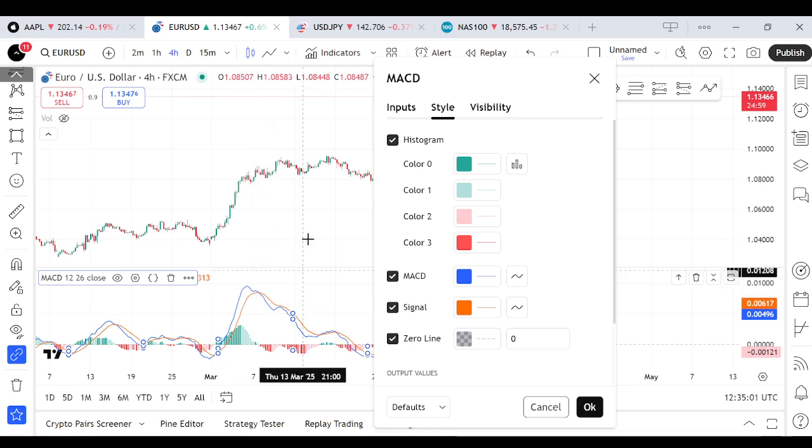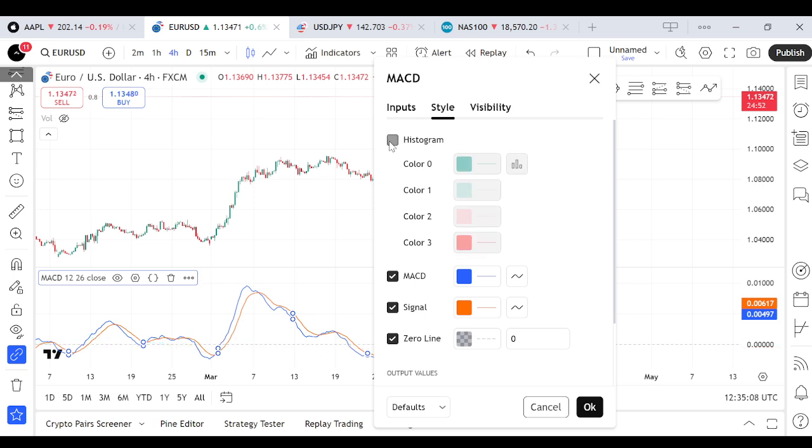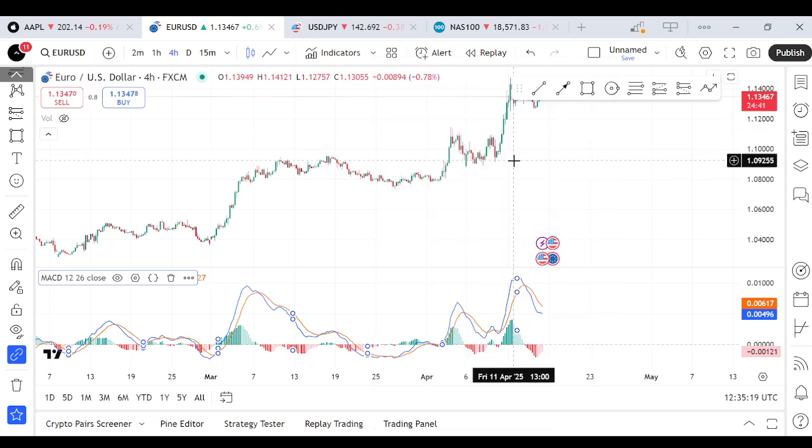And then we have the histogram, which is the green and red bars. And this is a graphical representation of the distance between the MACD line and the signal line. Positive histogram bars indicate bullish momentum, while negative bars suggest bearish momentum. So how does the MACD work? Well, we can use it for convergence.